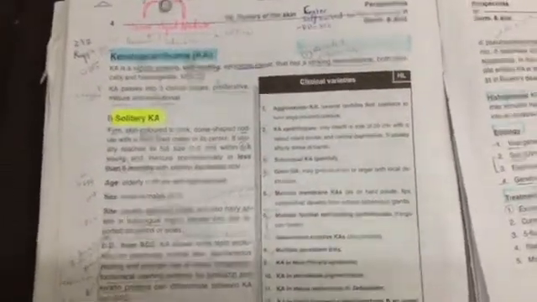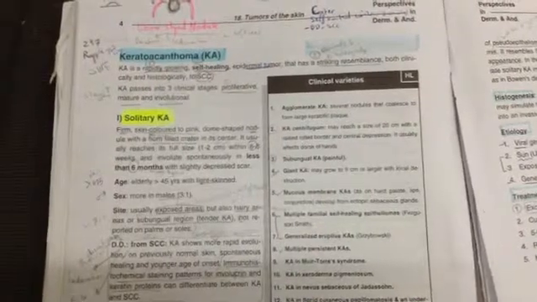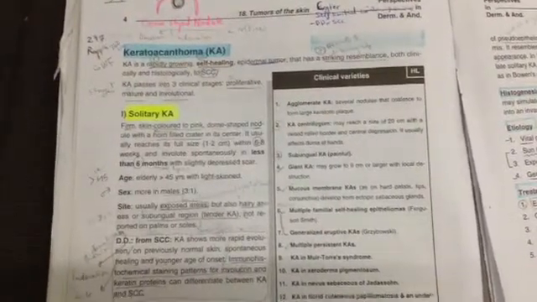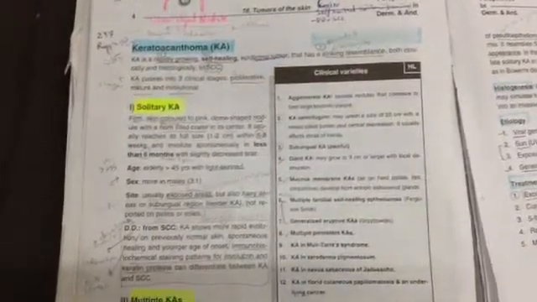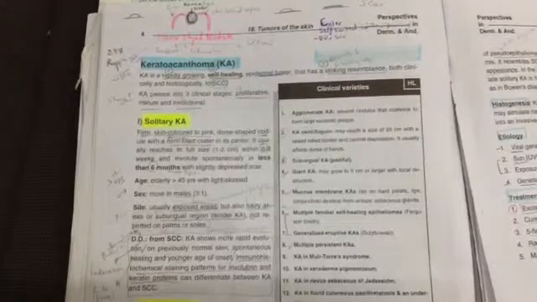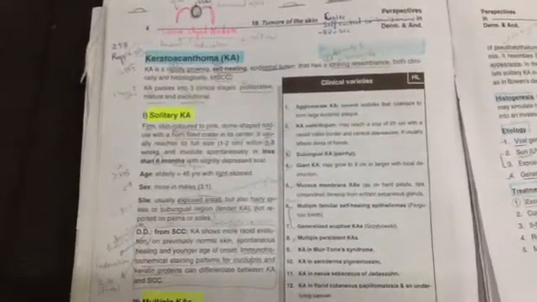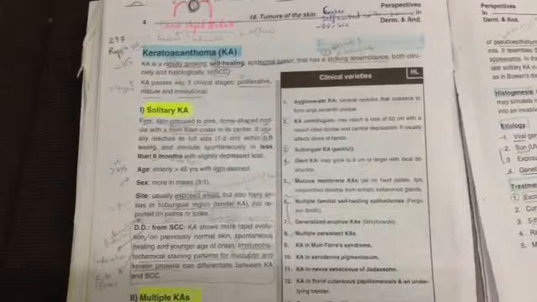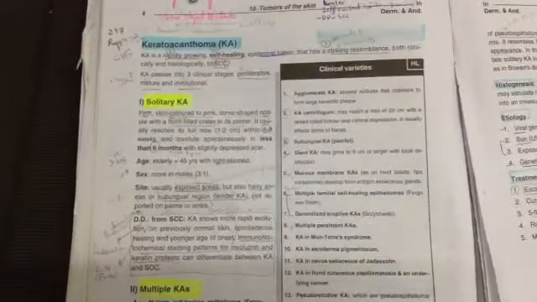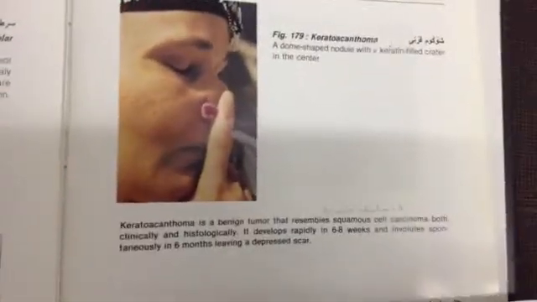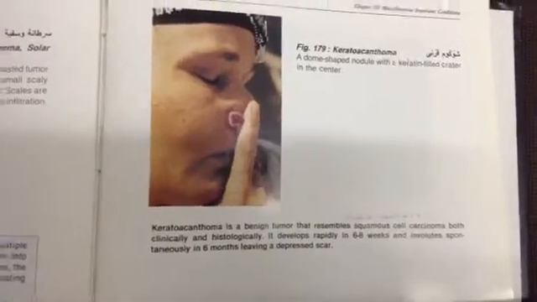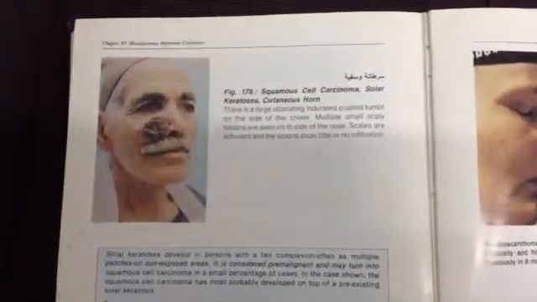So this is the keratoacanthoma. It's a rapidly growing self-healing epidermal tumor, strikingly resembling squamous cell carcinoma clinically and histologically: proliferative, mature, and involutional. It's firm, pink to flesh color, a dome-shaped horn with a horn-filled center, and it reaches full size within 6 to 8 weeks and involutes within 6 months with a slightly depressed scar. As we can see here, this is a picture of keratoacanthoma, and we see the resemblance also to squamous cell carcinoma here.